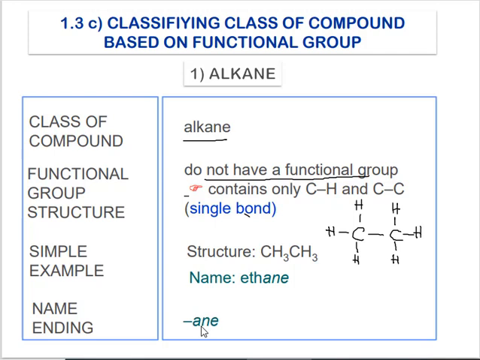So if you notice, everything is identical in terms of carbon-hydrogen and carbon-carbon bonds. So that is why alkanes do not have any functional group. Okay, so for naming alkanes, which we will learn later on, you should know that alkane names will end with A-N-E. For example, this one has 2 carbons, so the name is ethane.